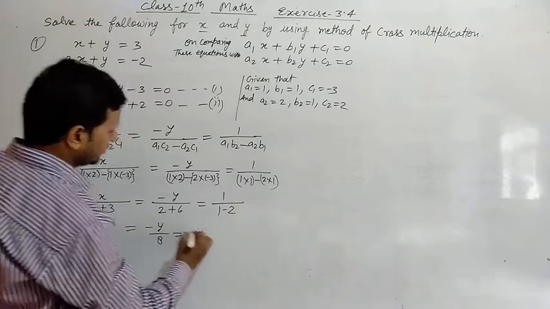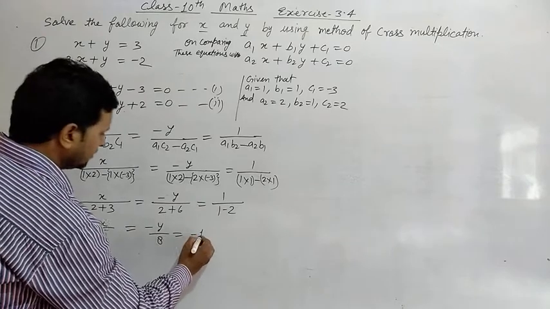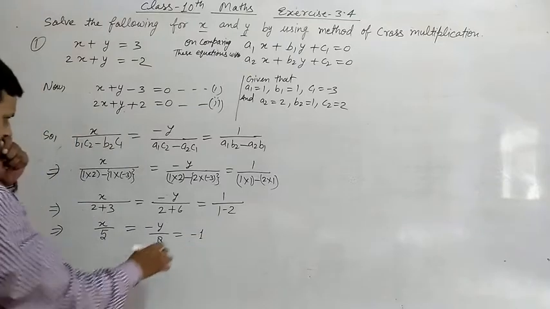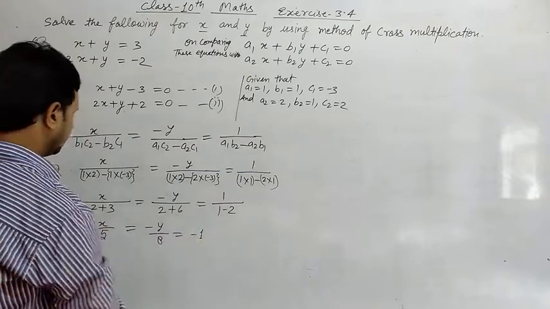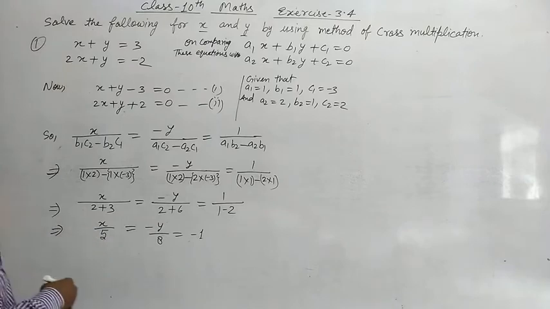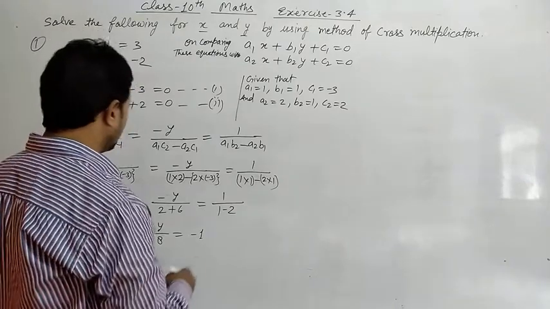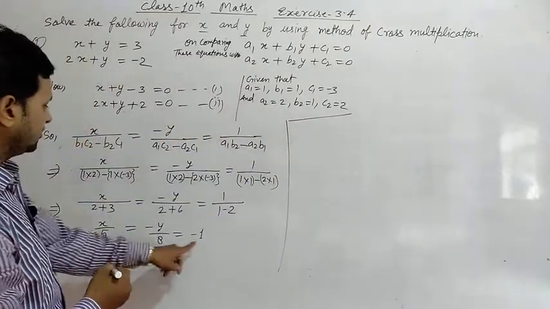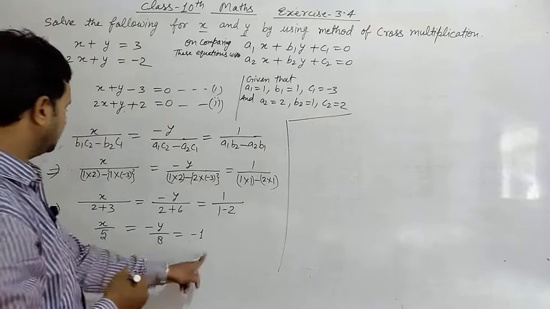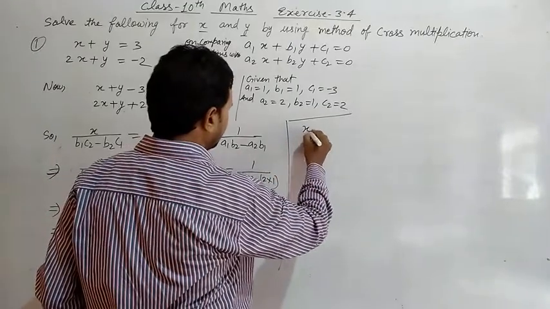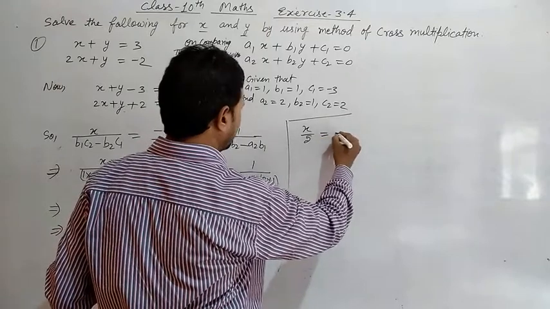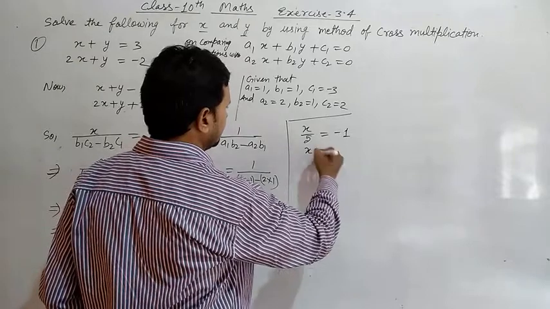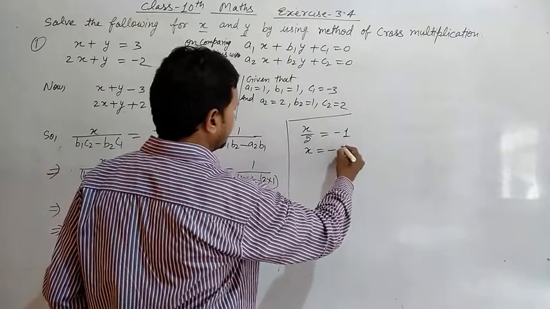Minus 1. Okay, you can solve here. We will get minus 1, because 1 upon minus 1 means minus 1. From here, see the question. Now x upon 5 is equal to minus 1. We have to compare with it. Means x upon 5 is equal to minus 1. That's right. So x is equal to, by cross multiplication, minus 5.